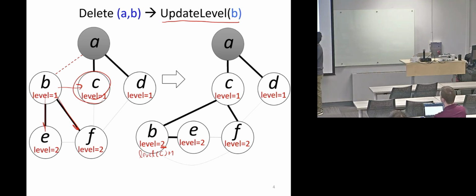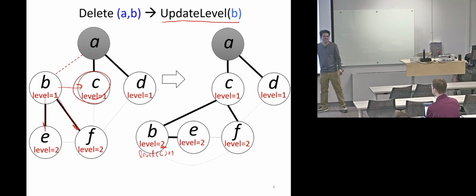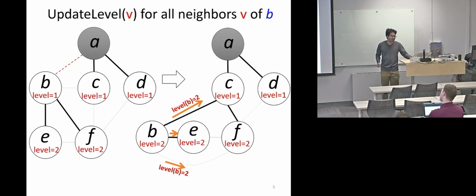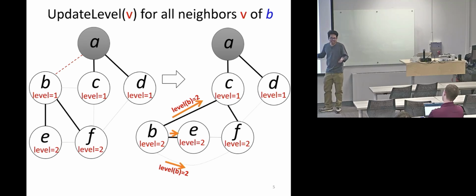But now the level of B changed, and that could affect the neighbors of B. So B will inform all of its neighbors that my level has now changed, and all neighbors of B need to check whether they need to update their level or not. In this case, one of the neighbors of B needs to change. What's that? E should change to 3. Yeah, E should change to 3.